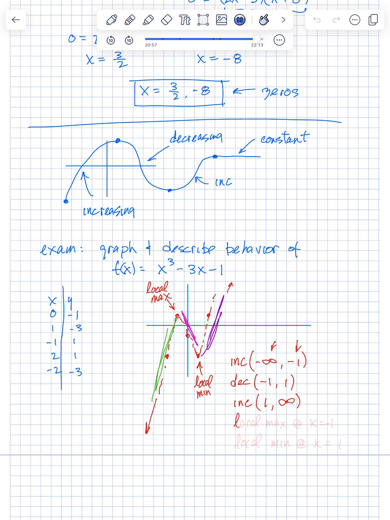So we'll put local max at x equals -1. Don't just say local max equals -1. You have to say local max at x equals -1. Okay, and then the local min, if I can learn how to spell, I'll be a lot better. Local minimum at x equals 1.